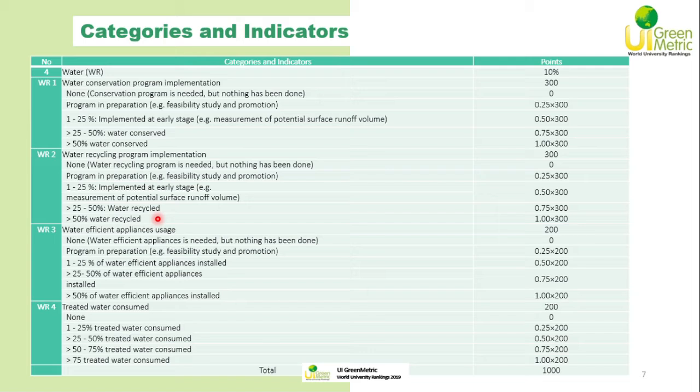And for efficiency, the requirement is that 50% or more of the appliances used on your campus need to be water efficient. This is criterion 3. And for treatment, the requirement is that 75% of the water consumed on your campus needs to be treated water. This is requirement 4. 75% of the water consumed on your campus needs to be treated water.